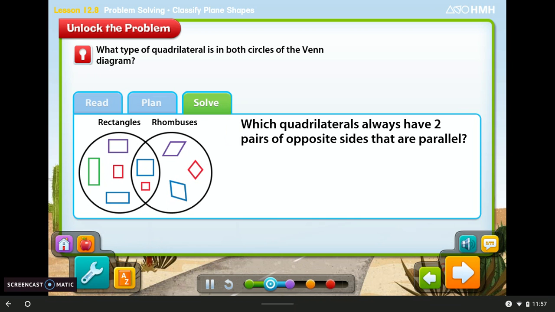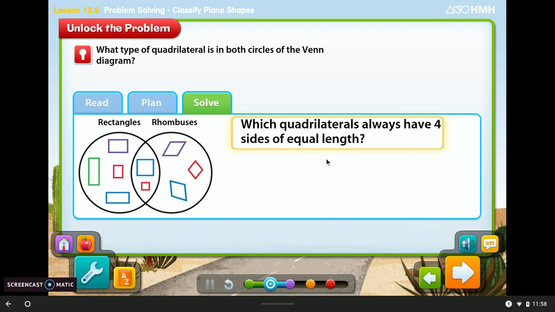Okay, so a rectangle is a quadrilateral, a rhombus is a quadrilateral, a square is a quadrilateral, a trapezoid is a quadrilateral. Why? Because it doesn't matter what size, angles, or shapes, all of them have four angles and four sides. But now we have to figure out which quadrilateral always has two pairs of parallel opposite sides. Now, that's not just one quadrilateral, that's actually three of our quadrilaterals. Rectangles always have two pairs of opposite sides that are parallel. So do rhombuses and the secret shape that's in the middle.